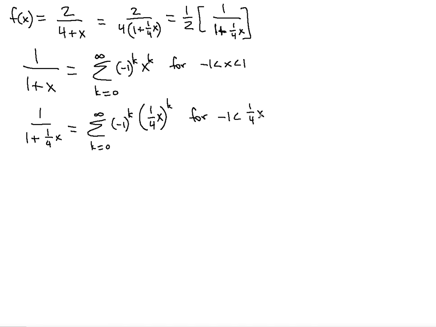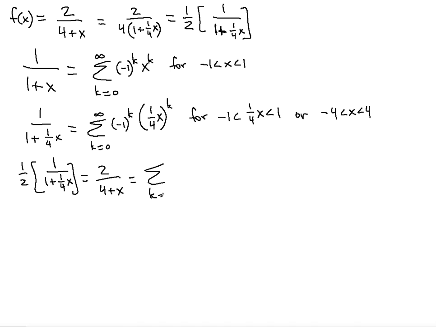So the absolute value of 1/4 x is less than 1. Or simply multiplying all three sides of the inequality by 4, you're going to get negative 4 is less than x is less than 4. So as you can see, the interval is definitely changed. It's become bigger, and so the radius has become bigger as well. But we're not done yet, right? Because there's 1/2 multiplying. So if we get a 1/2 multiplying this 1 over 1 plus 1/4 x, we get the original function, 2 divided by 4 plus x, of course.